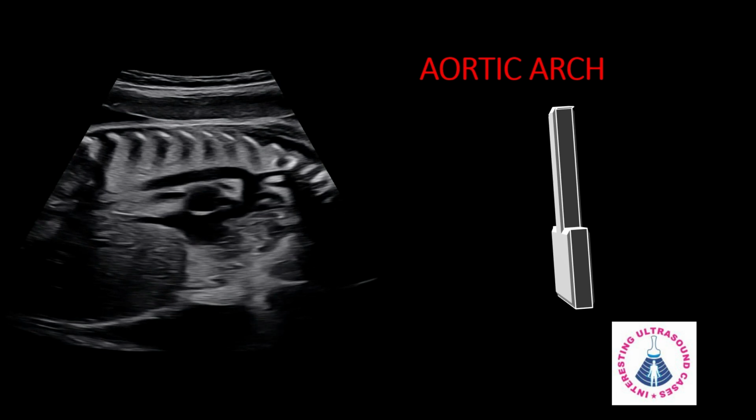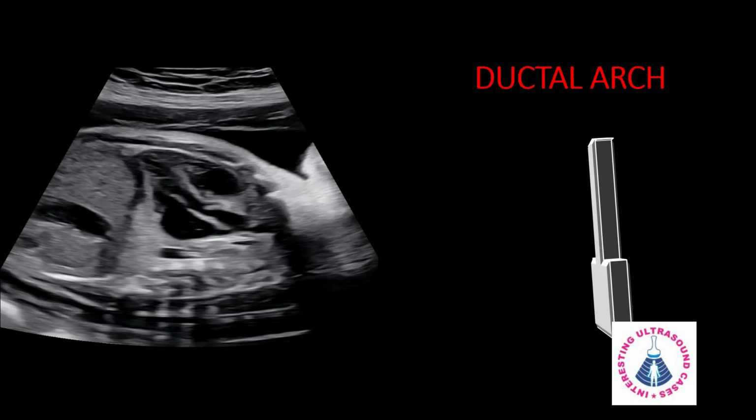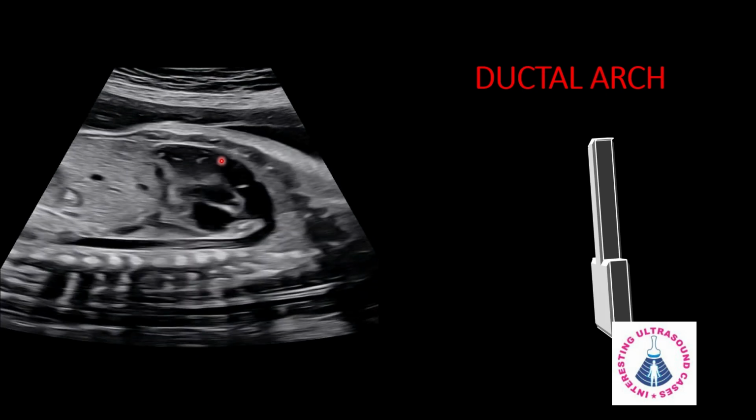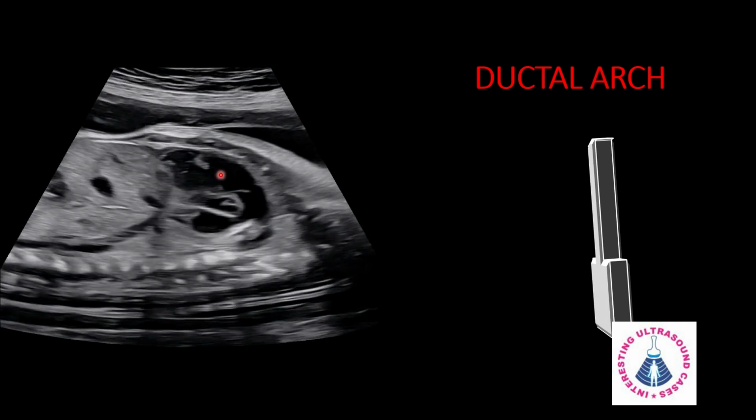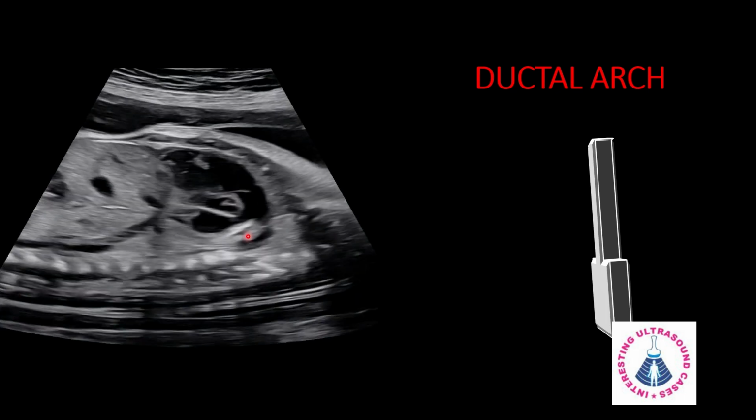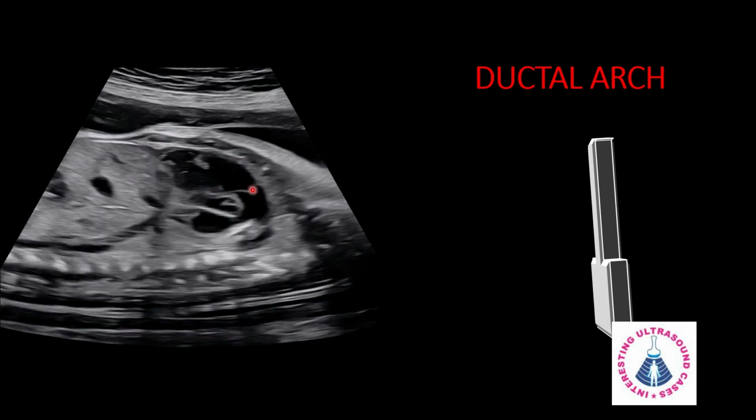The aortic arch is seen arising from the middle of the fetal heart. Here we can see it's arising from the middle of the fetal heart, and also we are seeing branching vessels. We can differentiate it from the ductal arch, where we can see it's arising from the anterior part of the heart. That is, the right ventricle is situated more anteriorly, so it will be arising more anteriorly. Here we can see the ductal arch arising more anteriorly, and there are no branching vessels also. So we can see ductal arch here.